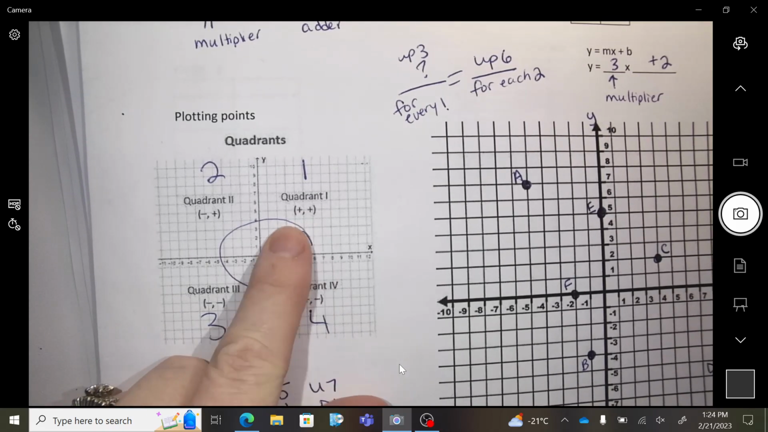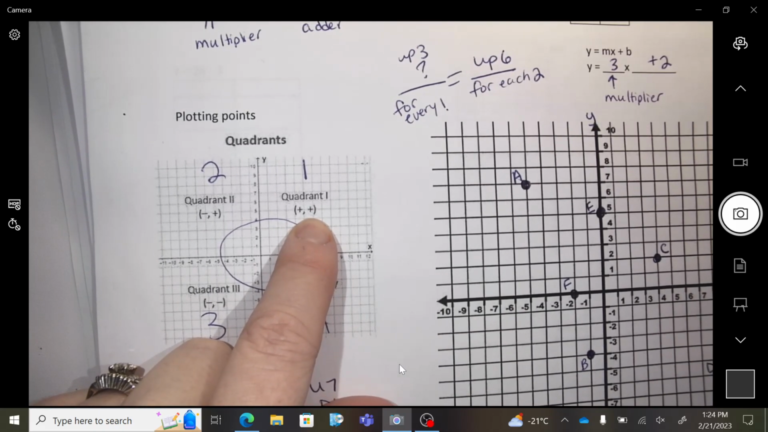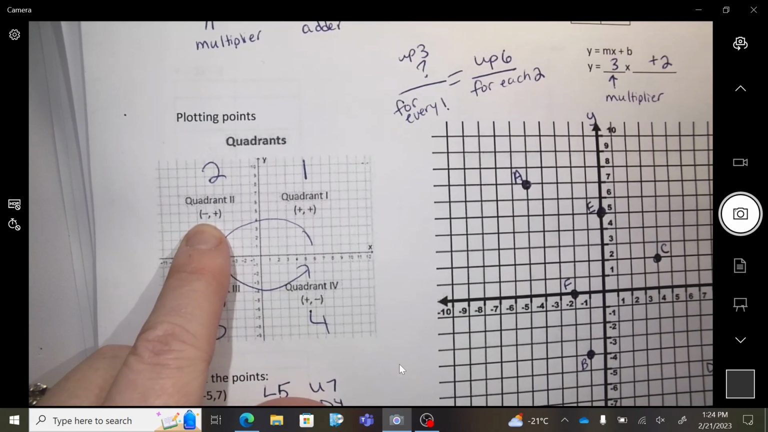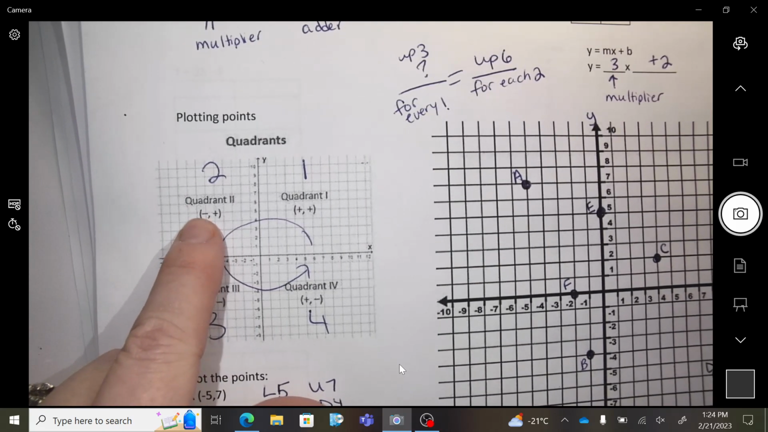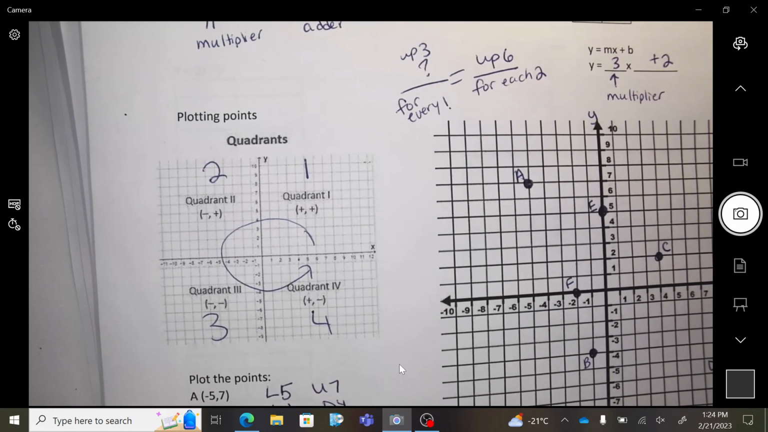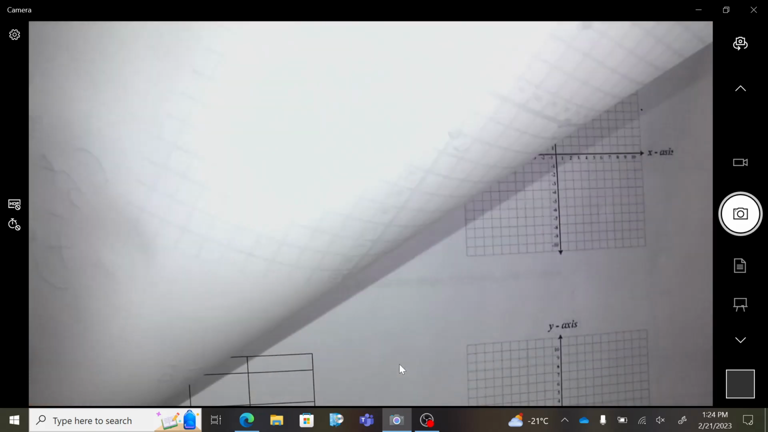You can see that whenever you would be in quadrant 1, your coordinate would be positive, positive, right and up. In quadrant 2, all those coordinates would be negative, positive because they're located left and up. Does that make sense? With the matching signs. Okay, so keep that in mind when you're graphing stuff.